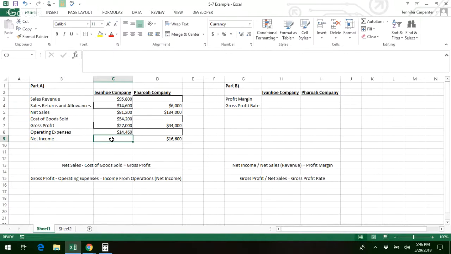And then your net income, again, now we figured out gross profit. It's just gross profit minus operating expenses. So you'll do gross profit minus operating expenses. So that's all for Ivanhoe Company. You have all your problems set up.